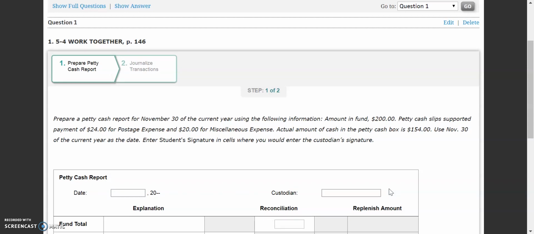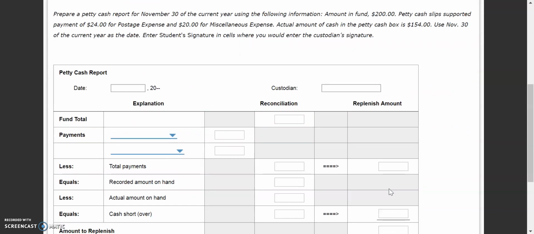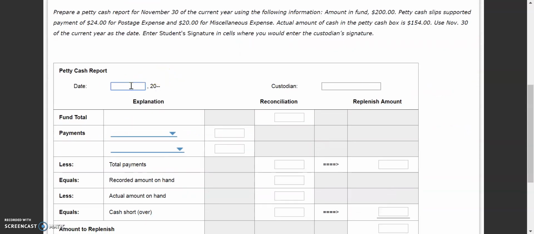So just as a refresher, remember what petty cash is. Petty cash is a small amount of actual cash that is kept somewhere safe in the business, and it's used for small payments that need to be made throughout the month. So our petty cash report gets done always at the end of the month. So we are going to use, as they said, November 30th of the current year, and our custodian is, again, just going to be student signature.